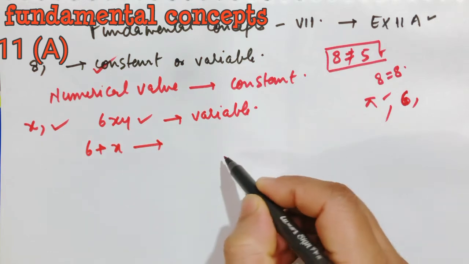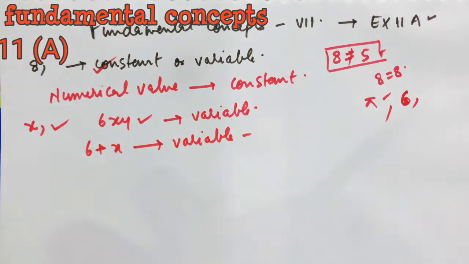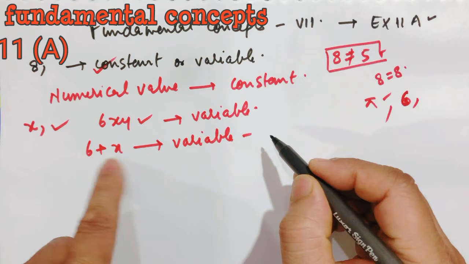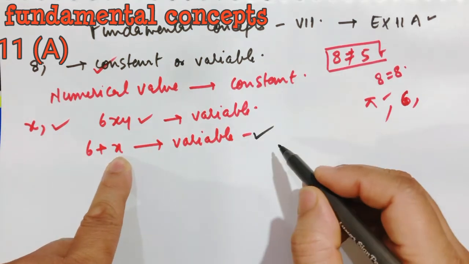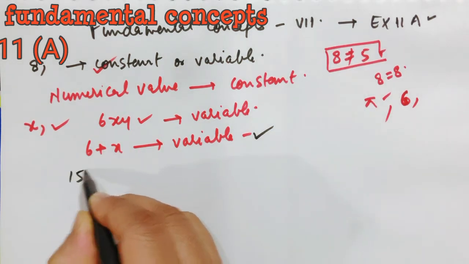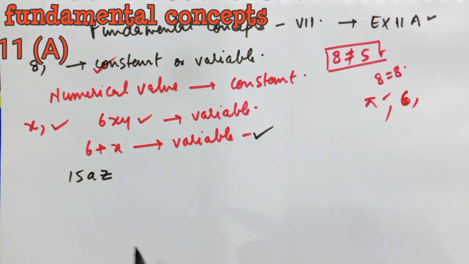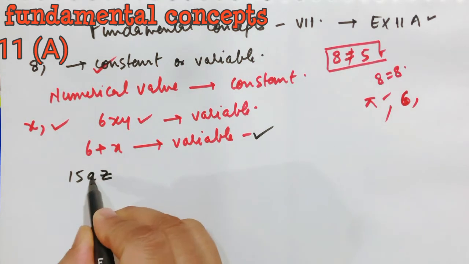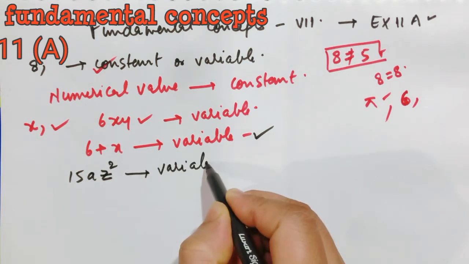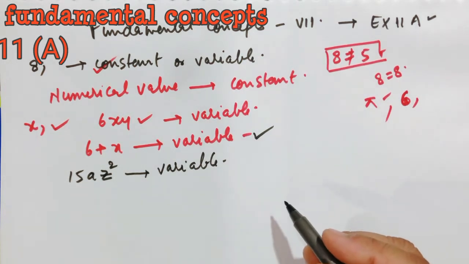What do you think about this? So naturally it is a variable. Why? Because a constant added to a variable is a variable only. Clear? Whatever it is. For example, 15az. See, I write z like this, so that you do not confuse between z and 2. So 15az square, of course, is also a variable. Why? Because there is a variable; you can put any values of a or z.